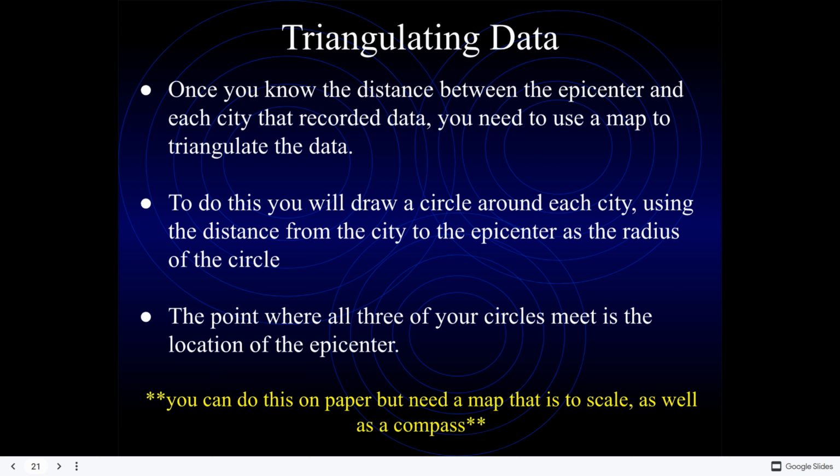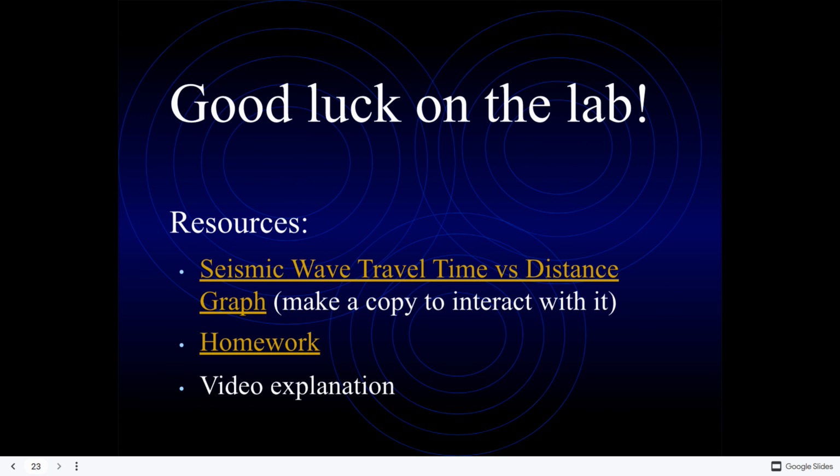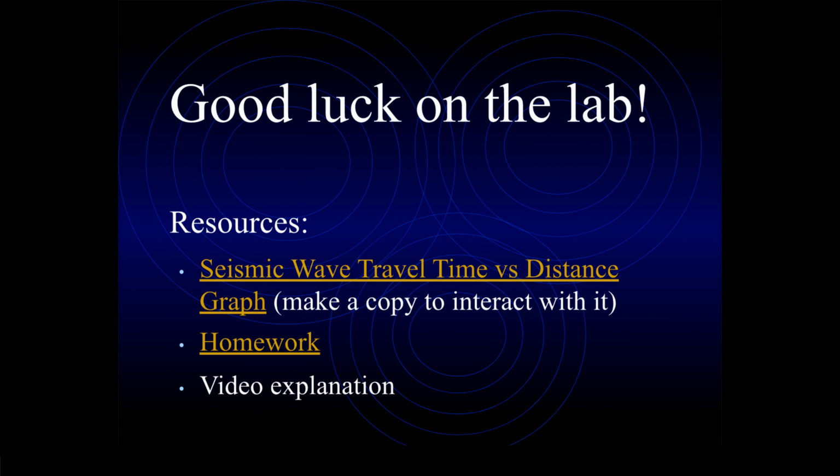You can do this on paper, but you'll need a map that's to scale. And you're going to need a compass, which is the little tool where one end is a point and the other end is a pencil, and you can spin it in a circle. So if you don't have those, this digital map is an easy way to do it. So this slide's going to be instructions on how to use the digital map. And then the last slide is information for your lab.